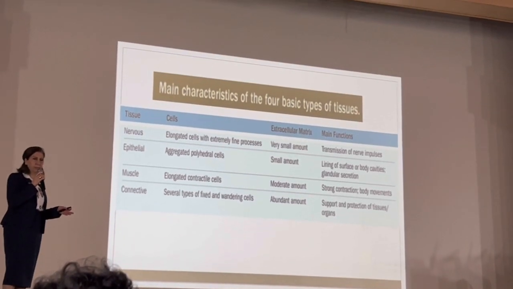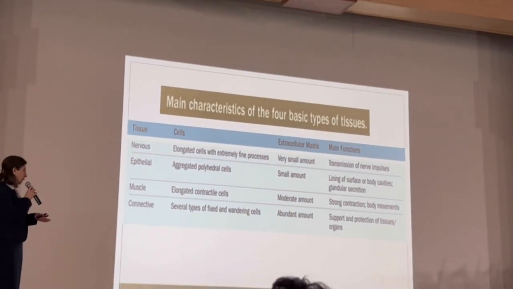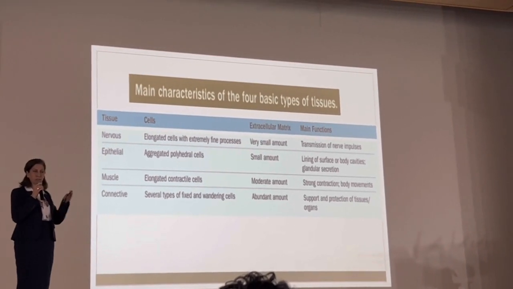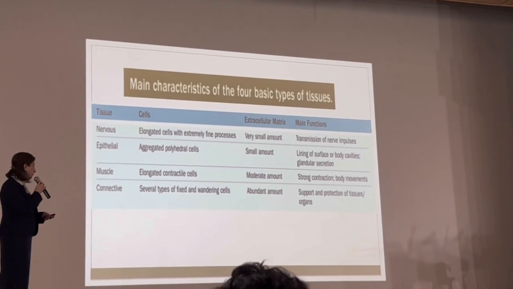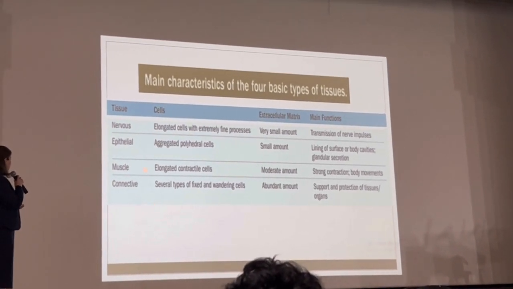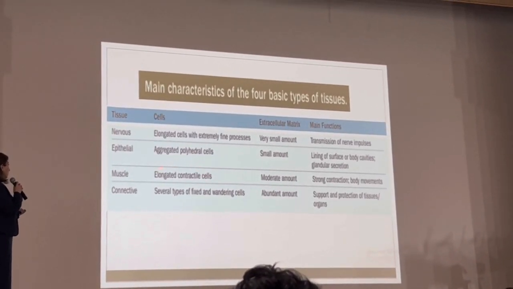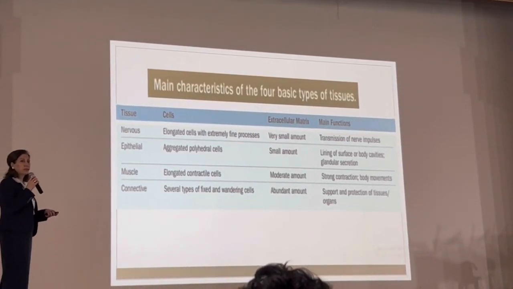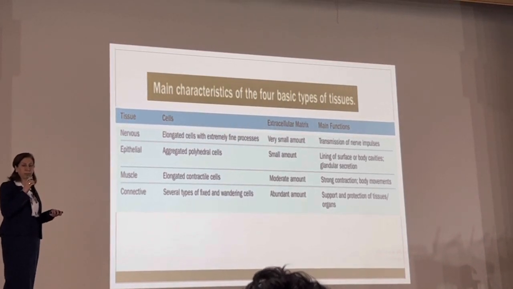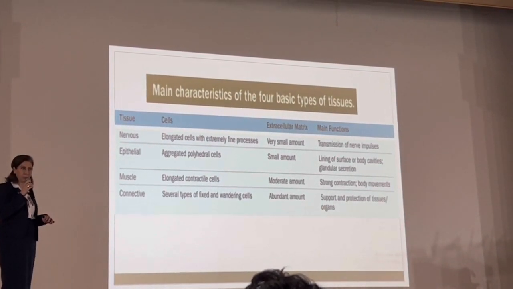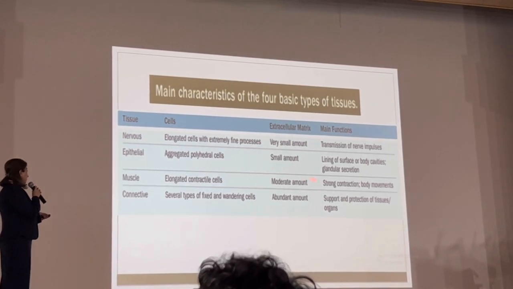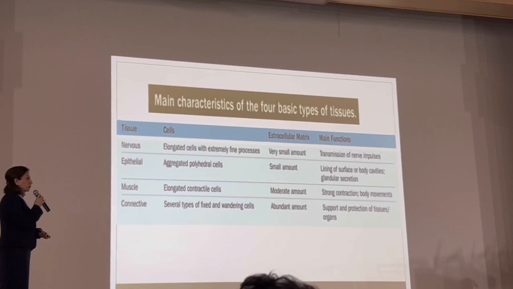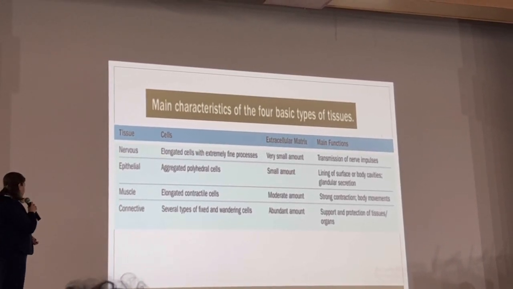Protection of certain parts of the body. While the glandular part is concerned with the glandular secretion in different glands in the body. Regarding the muscle, or the muscular tissue, it is composed of elongated contractile cells. So the main feature is that the cells are contractile. They have this capability of contraction and relaxation. Here, the extracellular material is of moderate amount, while the main function is strong contraction and body movement.